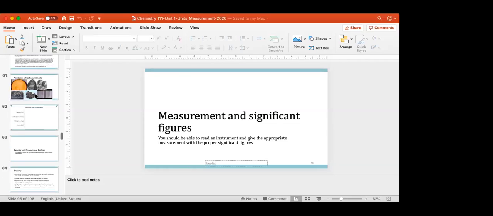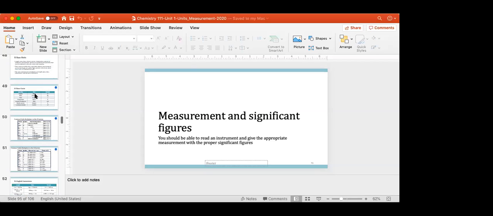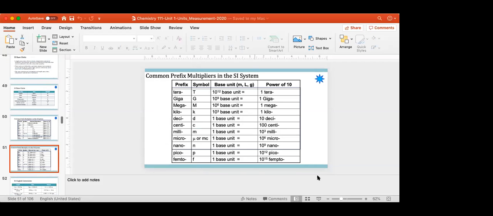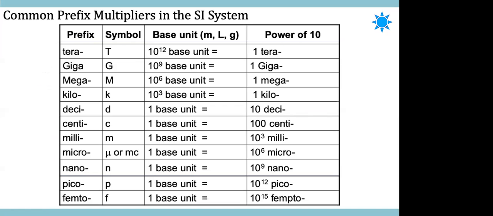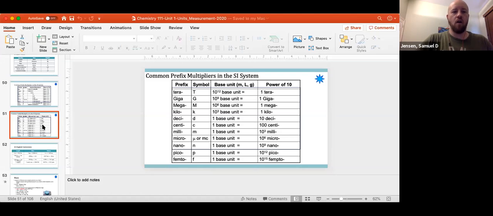Quick question. Just to confirm, centimeters cubed is equal to 1 milliliter? Yes, 1 centimeter cubed is 1 milliliter. Okay, thank you. This is slide 51 in my PowerPoint.